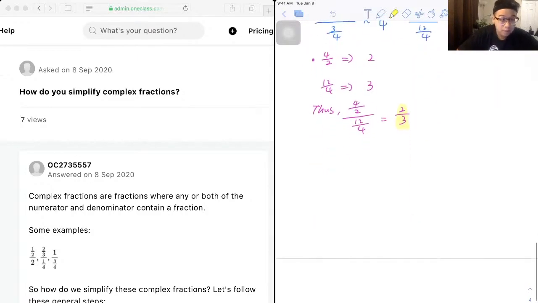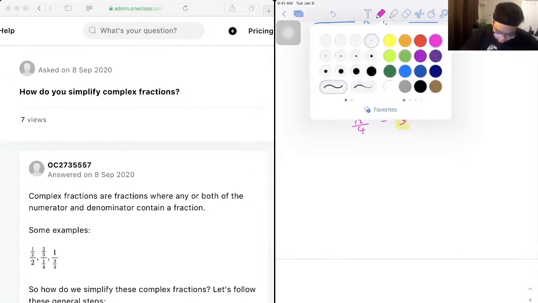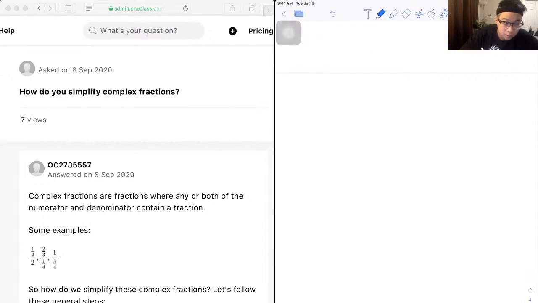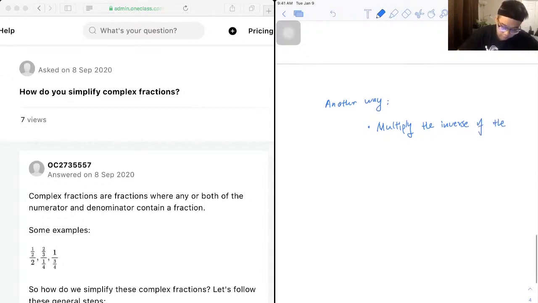And there is also another way to solve a complex fraction, which is to multiply the inverse of the denominator to the numerator. So let's start a new page. So another way. So we need to multiply the inverse of the denominator to the numerator.